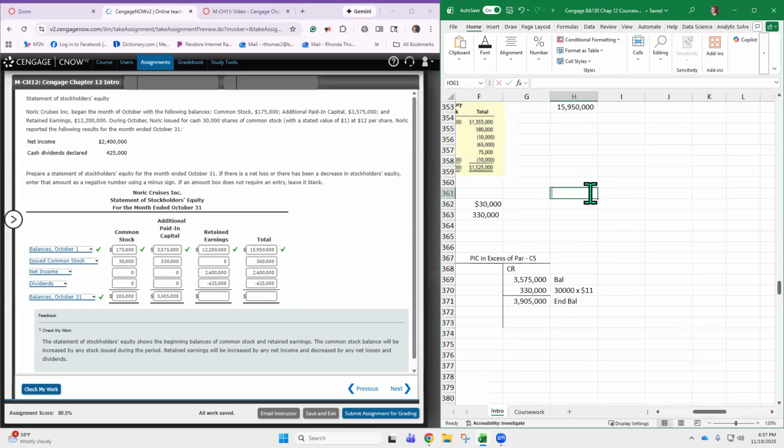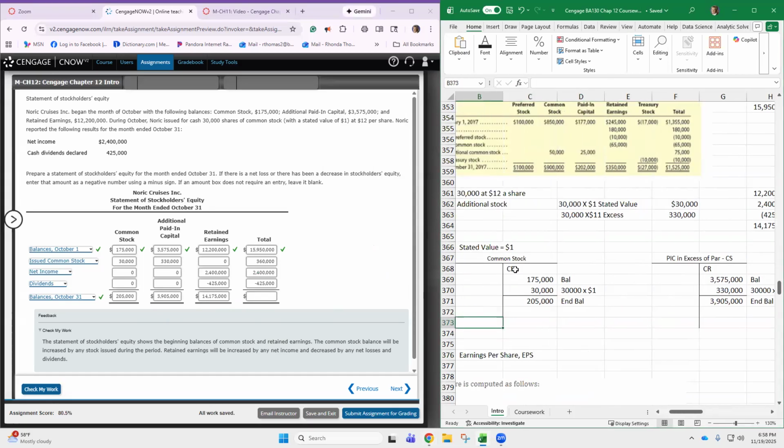So we've got retained earnings starting with 12,200,000. Then we added 2,400,000, and we're taking out 425,000. Okay, so adding those up is 14,175,000. Okay, now we need to add this way or this way. Doesn't matter. It's supposed to be the same. Okay, so let's go ahead and add up.